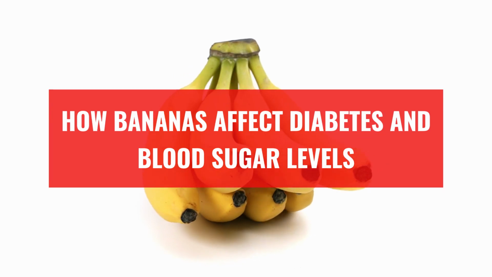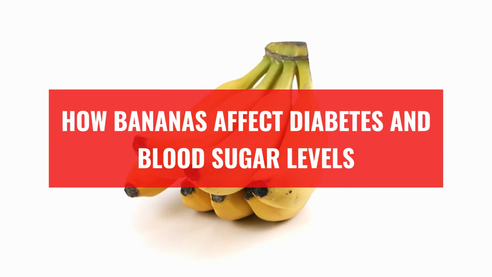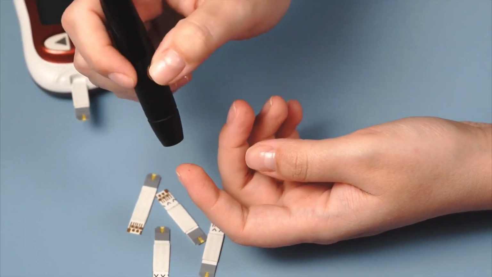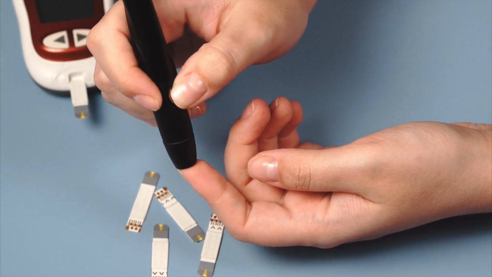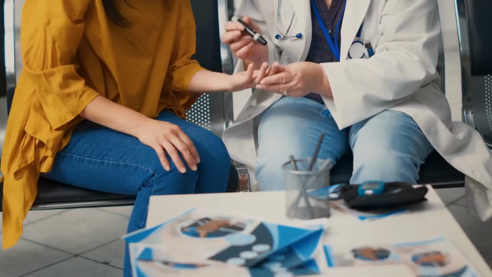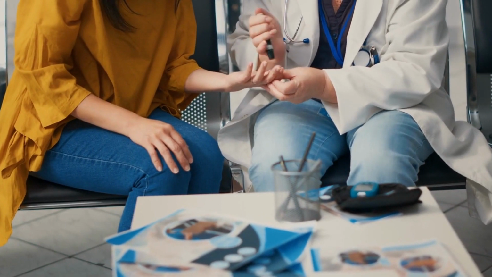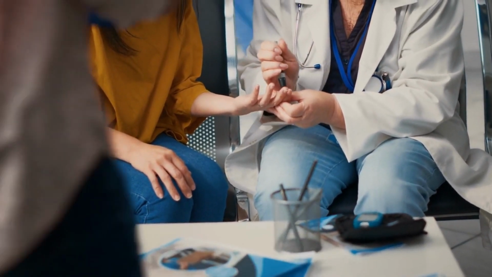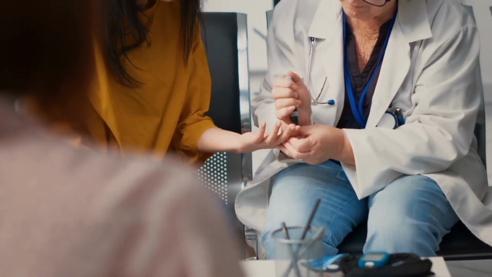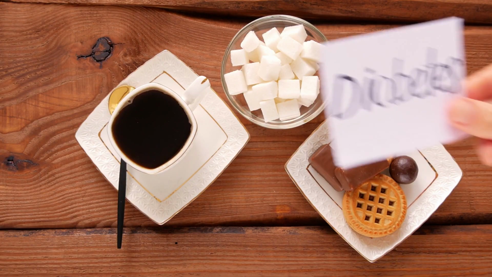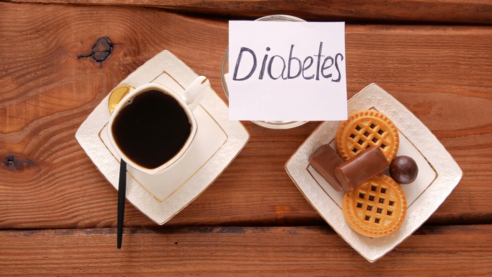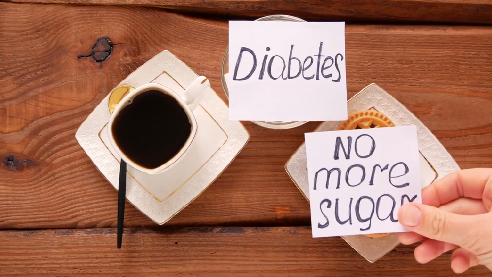How bananas affect diabetes and blood sugar levels. When you have diabetes, it's important to keep your blood sugar levels as stable as possible. Good blood sugar management can help prevent or slow the progression of some of the main medical complications of diabetes. For this reason, it's essential to avoid or minimize foods that cause blood sugar spikes.